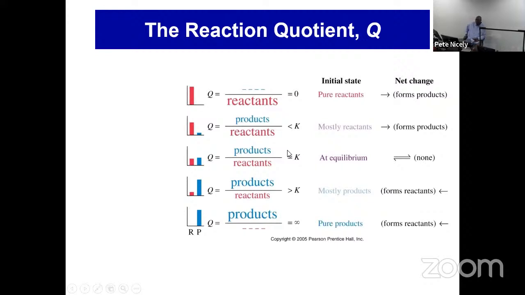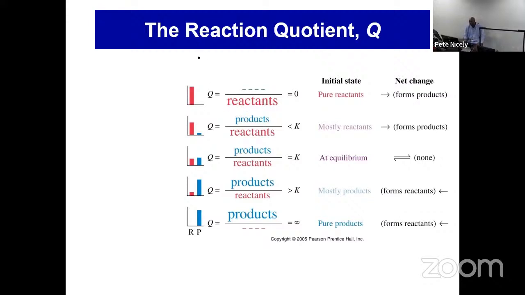Okay, so how do we make such predictions? This diagram summarizes how we do that quite well, if you ask me. Let's say we start off with a situation where we have only reactants and no product. That would mean that Q, and that could be Qc or Qp, Q would be equal to 0 because there are no products. So in order for the system to achieve equilibrium, the reaction would have to go forward to produce more products, which means that the concentration of the reactants will decrease. That's why we have this arrow here showing the direction of the reaction.